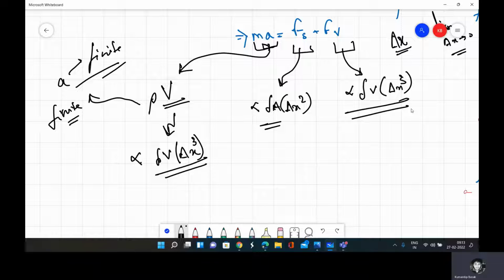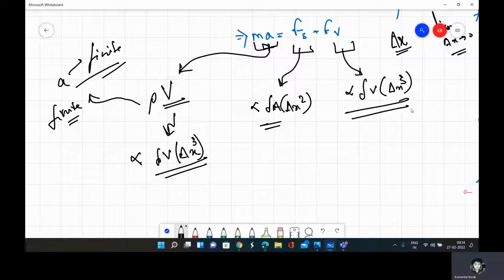Now what can you tell? As delta x tends to 0, this is a clear mathematical concept from the order of magnitude analysis: delta x cube will fall much faster than delta x square. Let's say delta x is of the order 10 to the minus 3. So the cube will be 10 to the minus 9, but the square is 10 to the minus 6. So the volume term is about 1000 times smaller than the surface forces. So we can neglect those terms in front of the surface force.